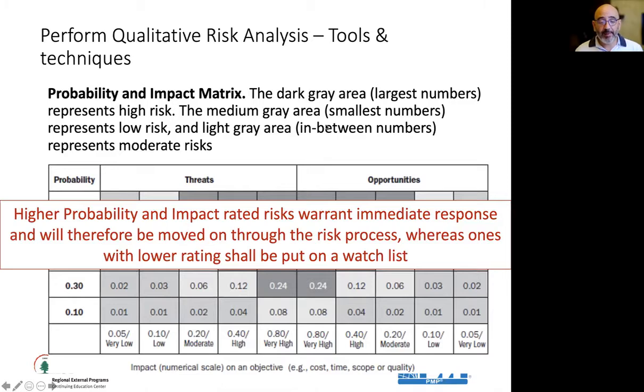Higher probability and impact rated risks will warrant immediate response and will therefore be moved through the risk process, whereas ones with lower rating shall be put on a watch list. This watch list, I need to keep an eye on it so that if something changes, this risk score might go up. Probably the chance of it happening goes up, probably the impact goes up. So I need to keep a close eye on the watch list.